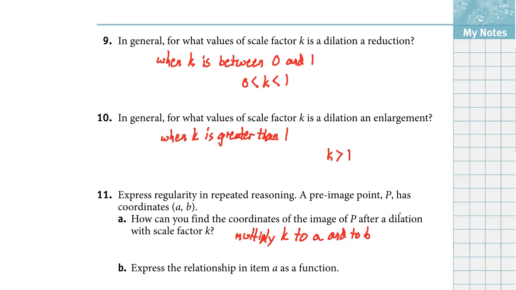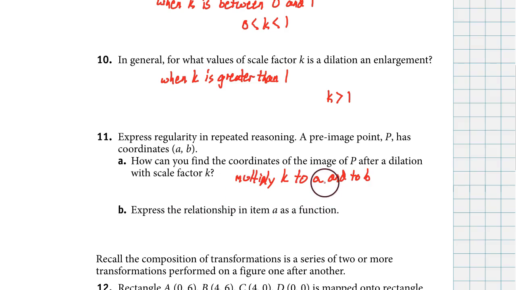Multiplying the original x and y values by the scale factor K will get us the x and y values of the image. We can show this sentence using function notation. If we have an original ordered pair, x comma y, and we multiply it by the scale factor K, that will create the image under a dilation. So x comma y transforms to k times x comma k times y. This is the general theorem that we follow in order to figure out the coordinates of an image.